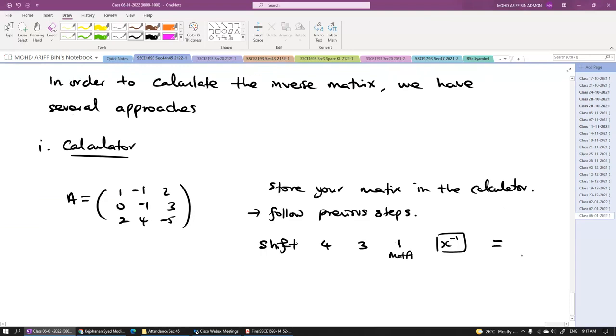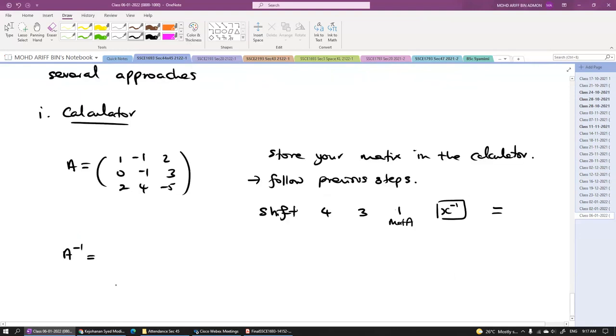Okay, you will get your solution. Can you give me your solution? A inverse, what is it? What is your A inverse? Sir, is it 7/9? Give me fractional number. 7/9. It's not just one, eh?